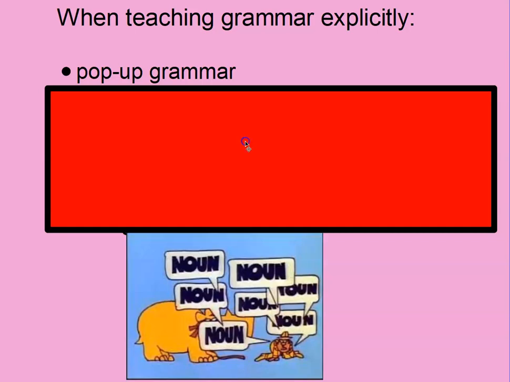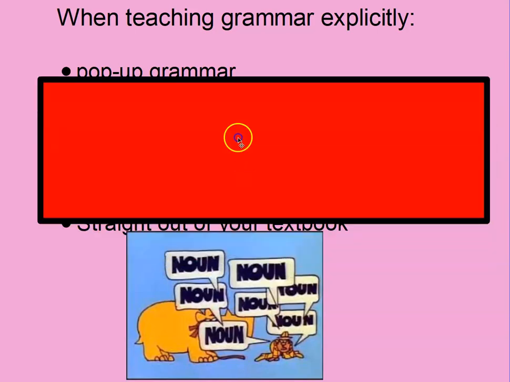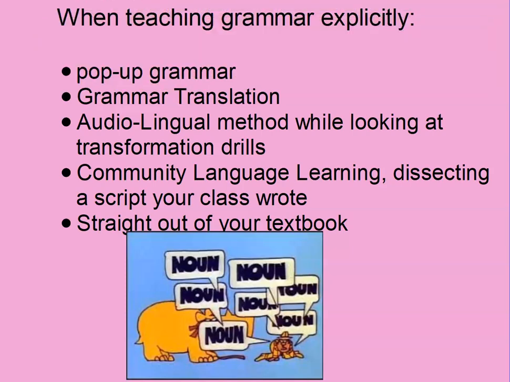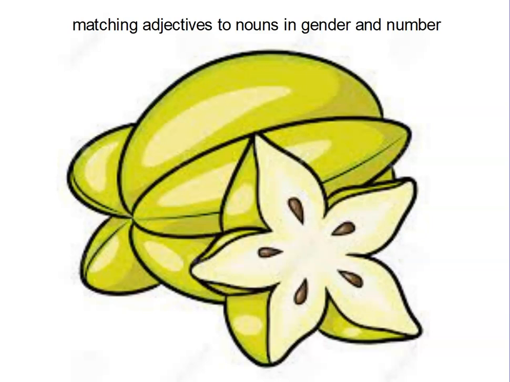So if you've got a pop-up grammar lesson, you're using the grammar translation method, you're doing the audiolingual method, and you're looking at transformation drills, you're doing community language learning, and you're dissecting a script your class wrote, or you're working straight out of your textbook, you can ask the students how solid they feel on a skill that they're working on, okay? For example, here I've got matching adjectives to nouns and gender and number, all right?